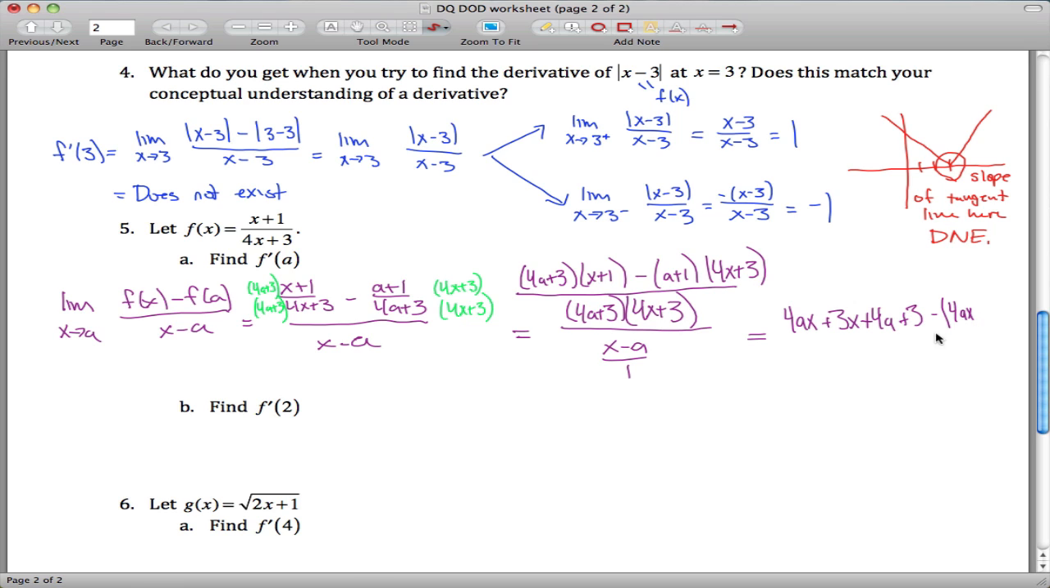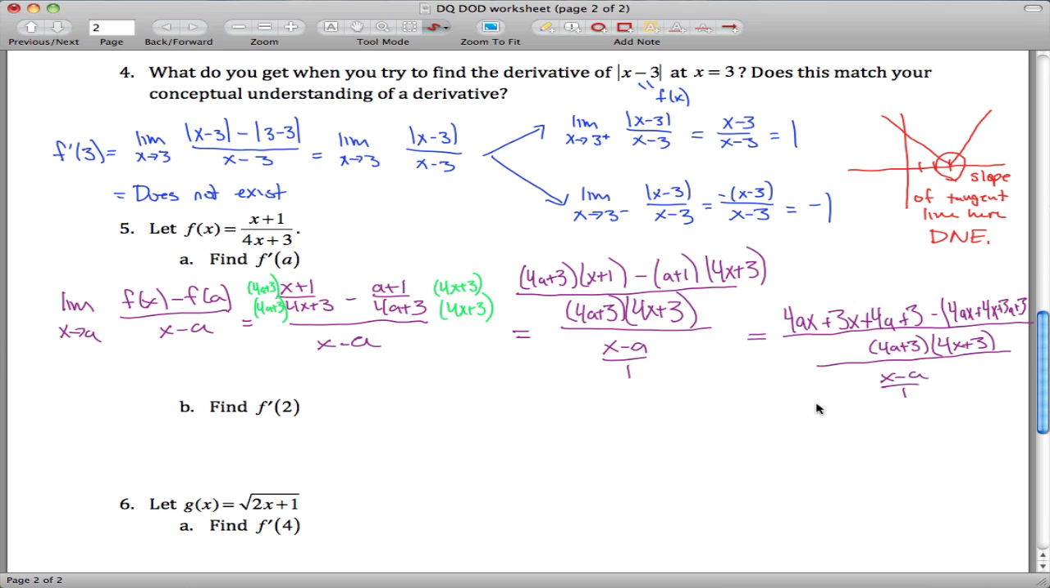And then you get plus 4x. And then you get 3a and 3. Oops, sorry about that. And then that is all divided by 4a plus 3 divided by 4x plus 3. And that's all over x minus a over 1. Where to go from here?